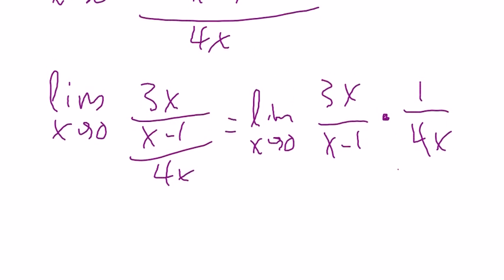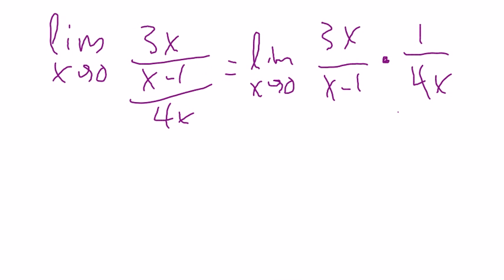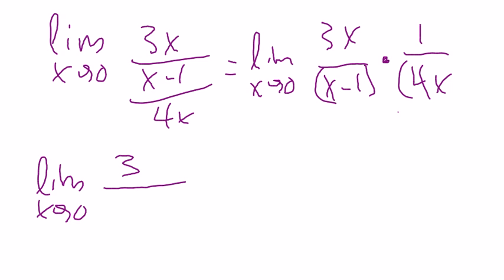4x. And now you can see I'm going to get a little bit of cancellation here because I have x over x. So I get the limit as x goes to 0 of 3 over, and now here I have to distribute that 4 in, so I get over 4x minus 4.